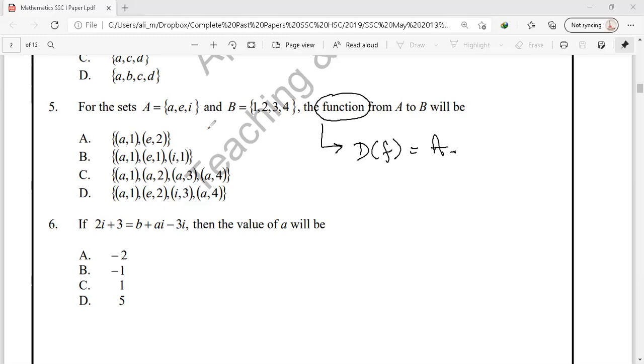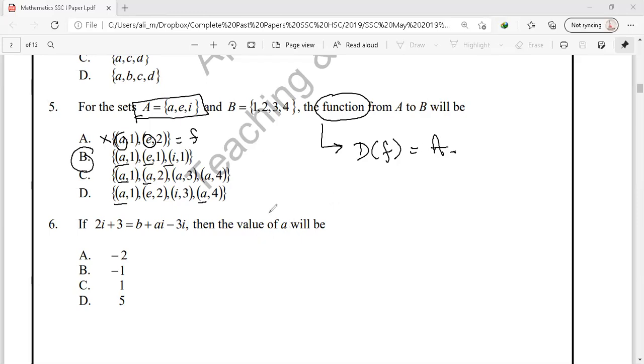So let's apply these conditions on the above sets. Let's say if this is a function, this means the domain of this function should be equal to A, and we have a domain that is A and E, which is not equal to A, so this will not be a function. Similarly, in the third option, A and A, the elements of the domain are repeated, which means this cannot be a function, it is just a binary relation. In option B, we have A, E, and I as the domain, and this domain is equal to our set A. It means the correct option for question number 5 is option B.